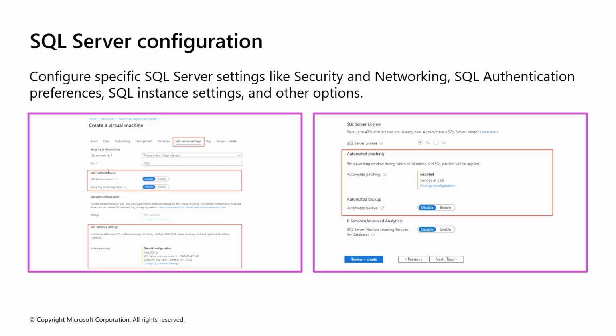On the license page, be sure to indicate whether you're using an existing SQL Server license to take advantage of that cost savings we talked about before, which is up to about 43% with your Azure Hybrid Benefit. Finally, enable automated patching to reduce downtime and security risks, and automated backup to protect critical systems like your e-commerce performance sites where data loss could be very costly. These settings help ensure your SQL Server deployment is secure, efficient, and tailored to your environment.